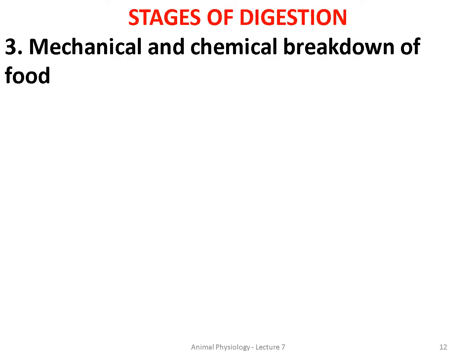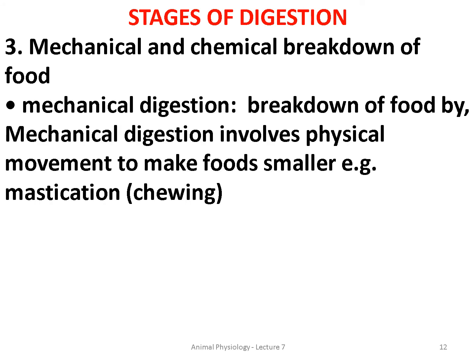And the third stage is mechanical and chemical breakdown of food. Under that, first you should know what is mechanical digestion. Mechanical digestion means breakdown of food by physical movement to make the food smaller. That means chewing. Soon after we take the food inside our mouth, what do we do? We chew the food, isn't it? So that is the physical movement, breakdown of food by physical movement. That is mechanical digestion.